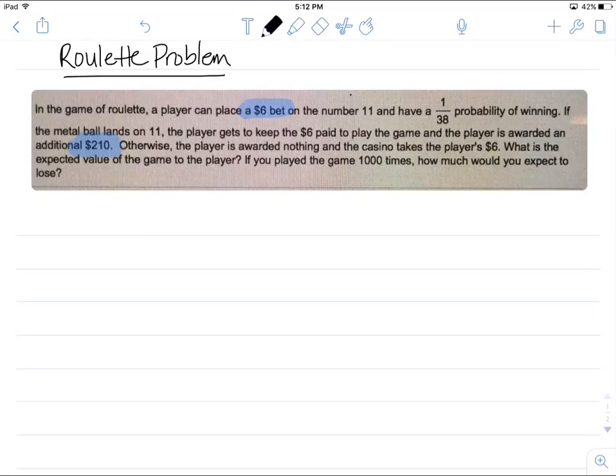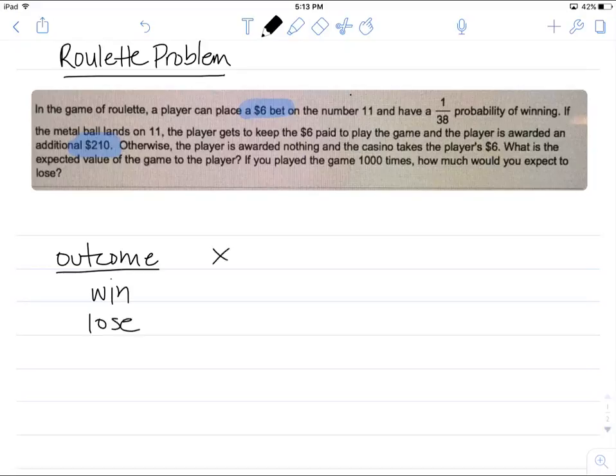So the two questions we want to answer are, what is the expected value of the game to the player? And if you play the game 1,000 times, how much would you expect to lose? So how I compute expected value in examples like this is to set up a table. The first column of my table would be just to identify what the outcomes are. And there are two outcomes. The player could win or the player could lose.